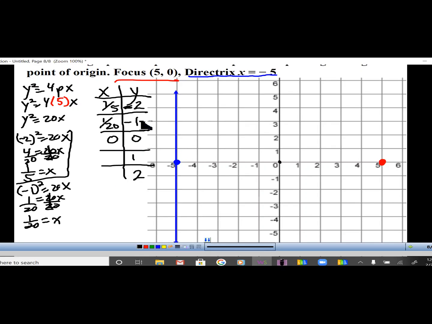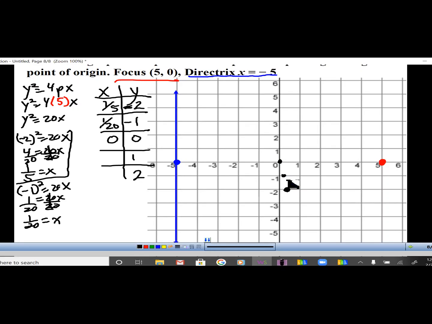Let's plot those points. -2 of y, pay attention to this part, -2 of y, 1/5 x. So -2 of y is down here, 1/5 x is over here to the positive side, so it's about right there. -1 of y, 1/20 of x. -1 of y, 1/20, 0, 0.